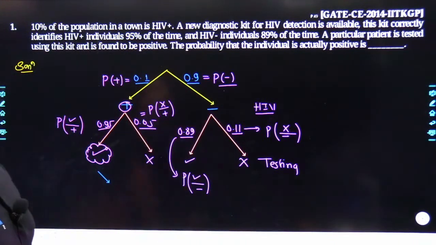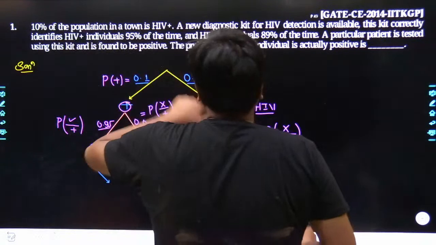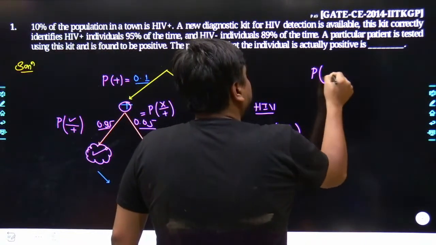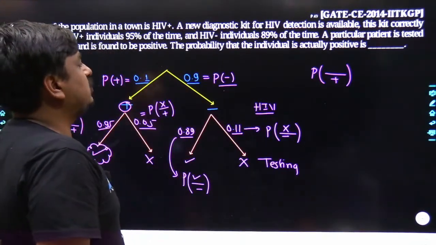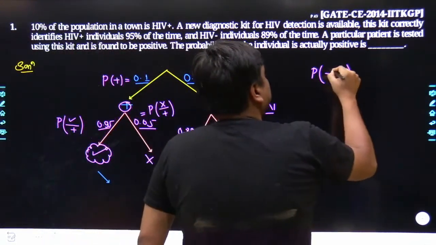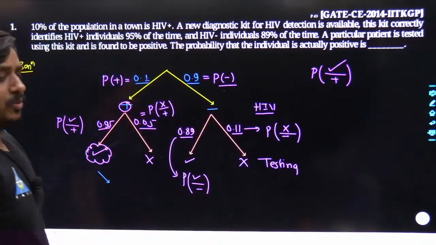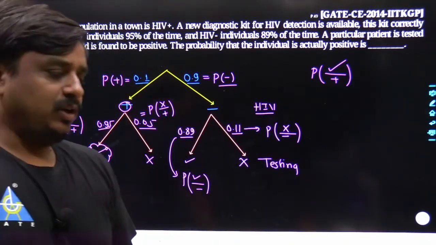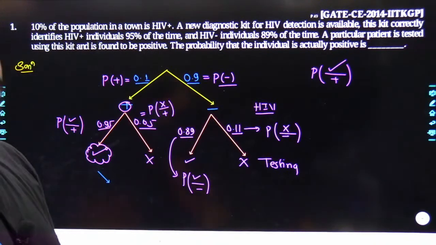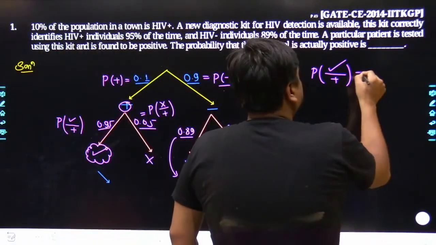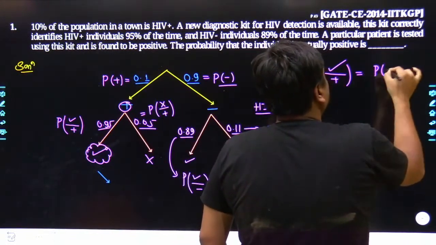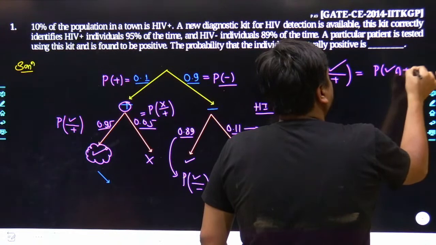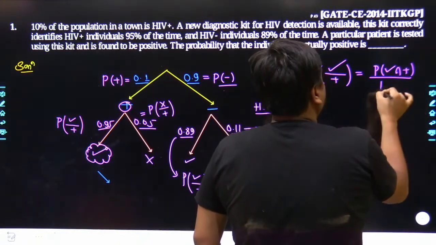Once you read this problem carefully, you'll get to know a particular patient is tested using this kit and it's found to be positive. That means the person has already been found positive. The probability that the individual is actually positive. Yes, that means you have to calculate this probability. May I know till this point each and everything is clear or not? May I know what would be its worth? So obviously it is a problem of conditional probability, which would be equal to P of correct intersection positive divided by P of positive.